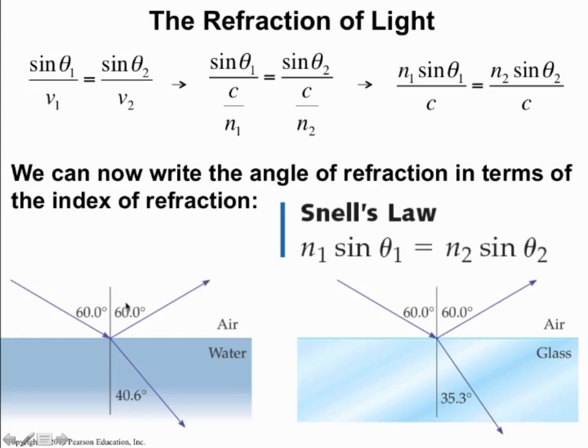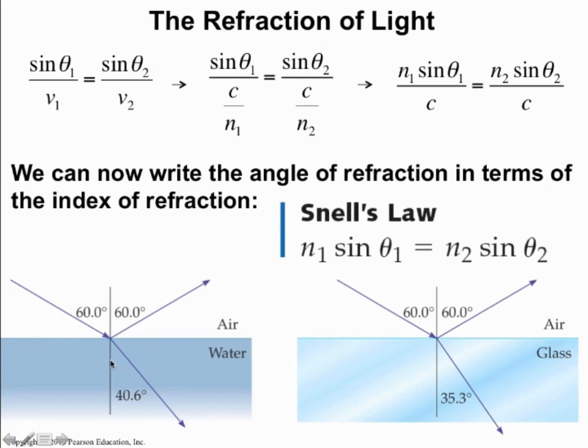Let's take a look at this example. We have air at an angle of incidence of 60 degrees, which means, of course, the angle of reflection is 60 degrees. All right, so it comes in at 60, reflects at 60. Remember, some of the light gets reflected and some of the light enters the medium and gets refracted. Well, notice that the light that enters the water and gets refracted is at an angle of 40.6 degrees. That's its angle of refraction.